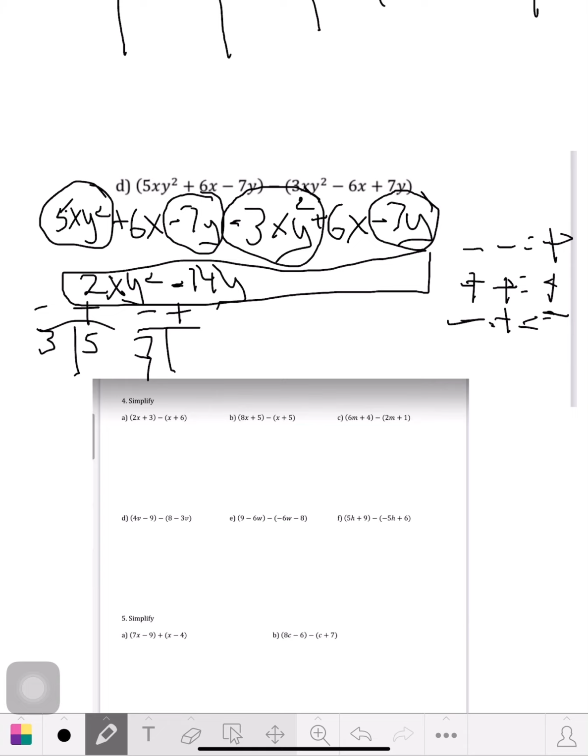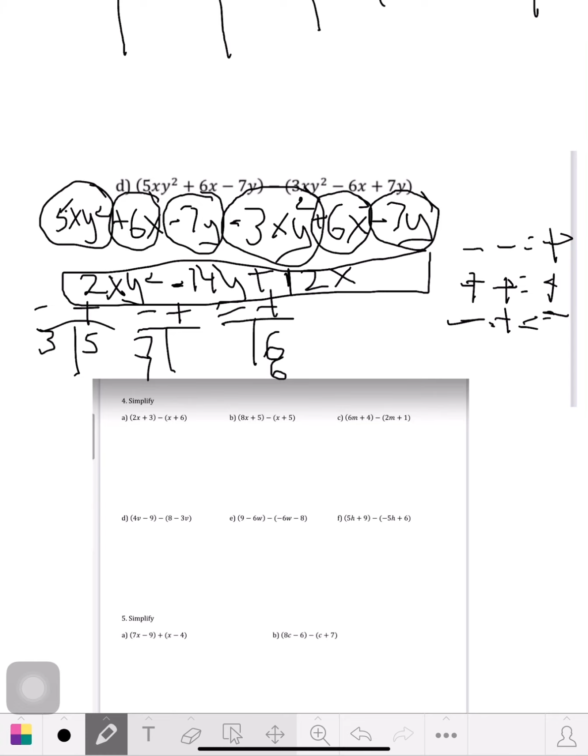Okay. Now we got 6x. Draw another T box. We got a negative and a positive. So we get a positive 6. Another positive 6 right there. So what do we got? Plus 12. Plus 12x. So that's our answer. We circle them all. I counted them all. I drew 3 T boxes. So we get 2xy squared minus 14y plus 12x.